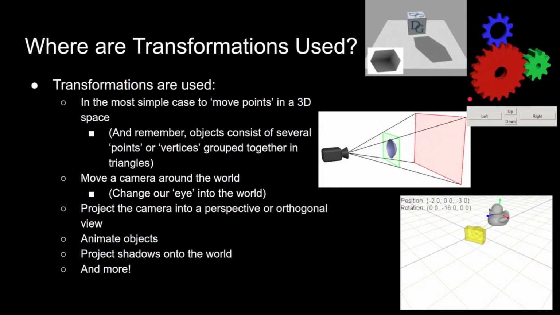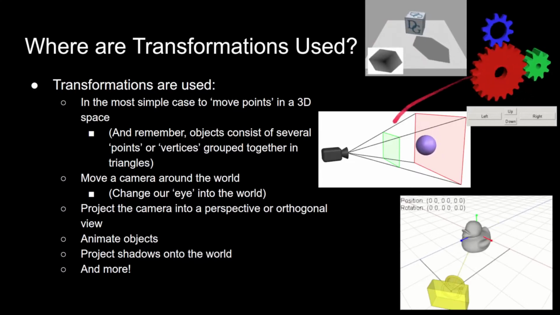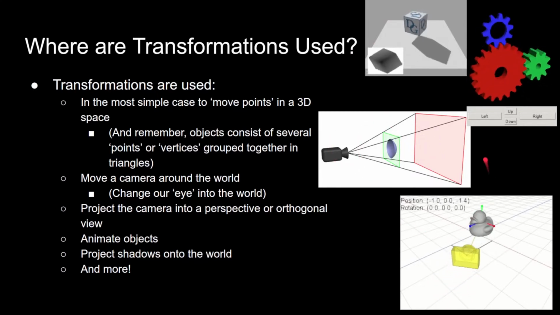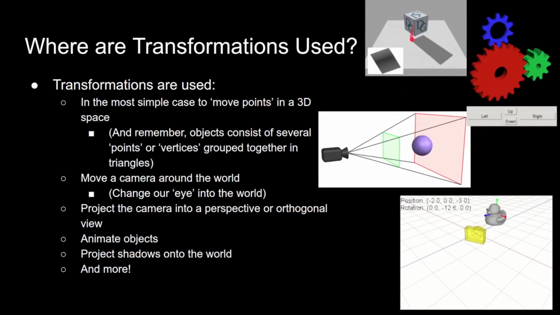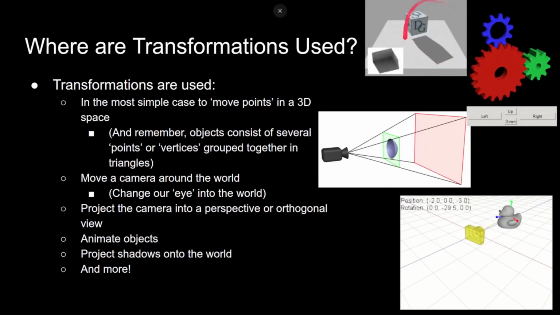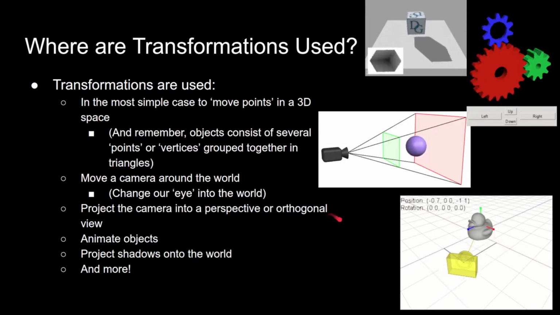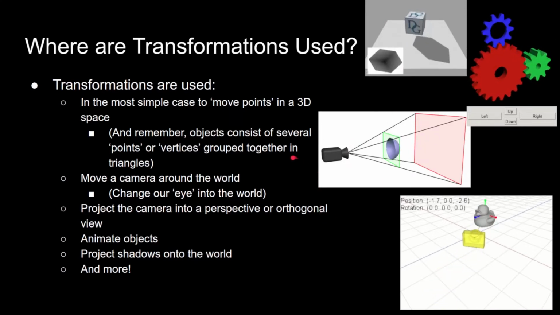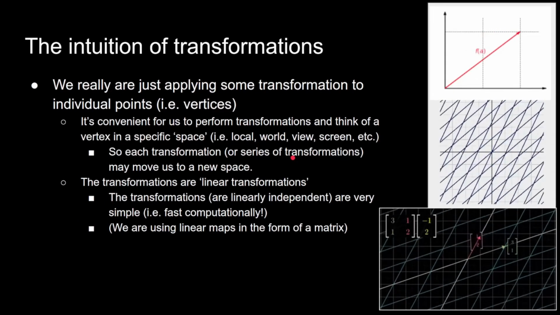I don't need to spend too much time here, but you can see some rotating shapes here. So gears, moving a camera around, animations, shadows and everything, right? So you sort of project a shadow, which we will do later in this course. So this is kind of cool. All these different things get used in this course, and in computer graphics anyway.